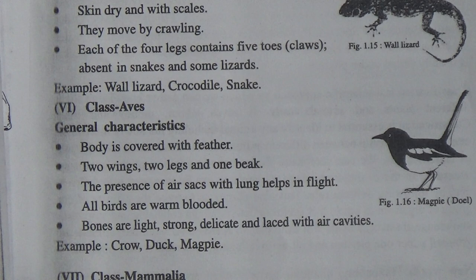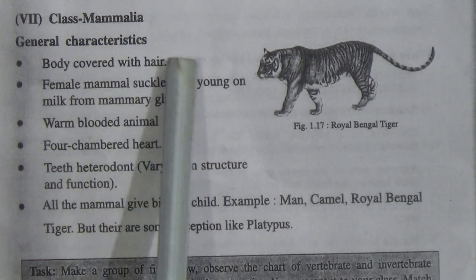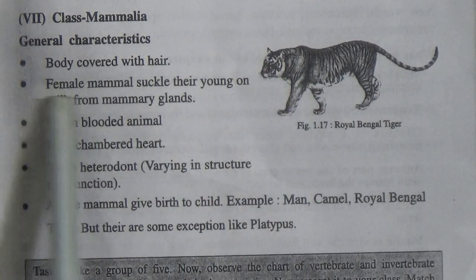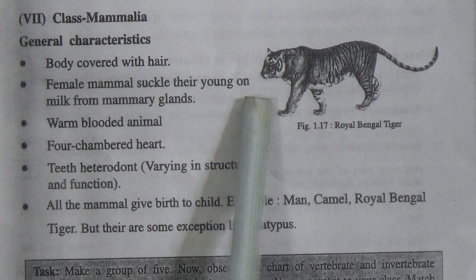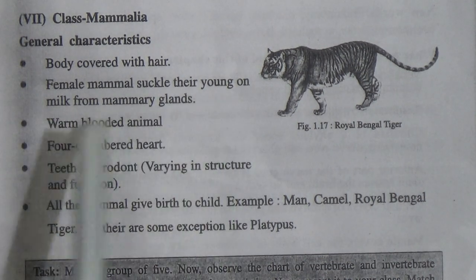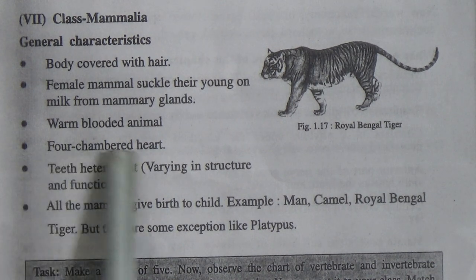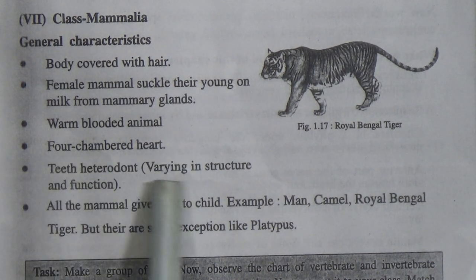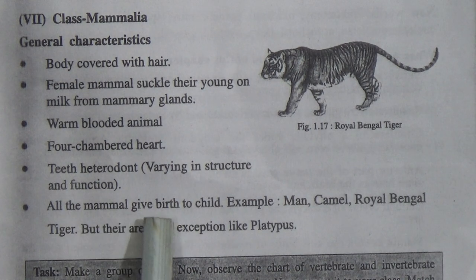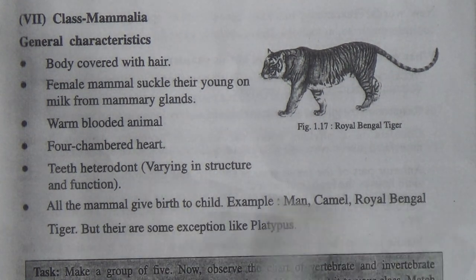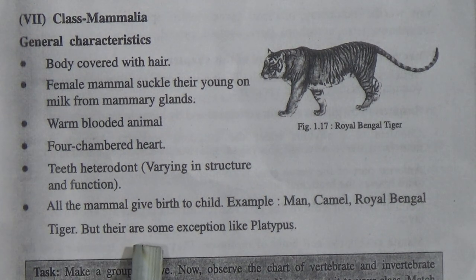The last, number 7, class is mammalia. The general characteristics of mammalia are: body covered with hair. Female mammals suckle their young on milk from mammary glands, and they are warm-blooded animals. They have a 4-chambered heart, heterodont teeth, and all the mammals give birth to young. For example, camel, Royal Bengal tiger, but there are some exceptions like platypus.